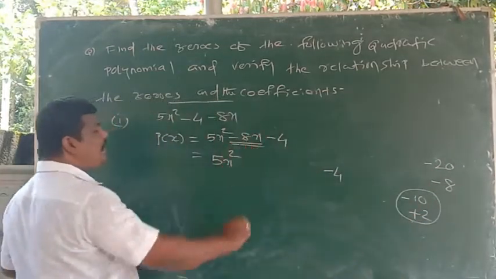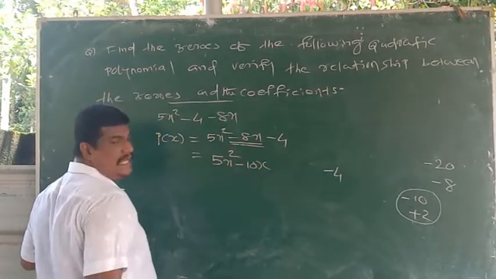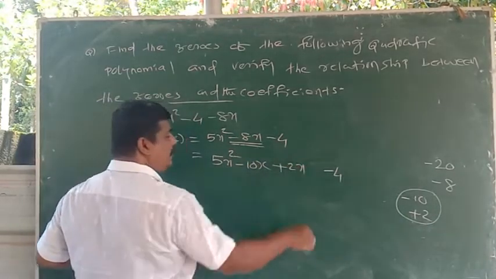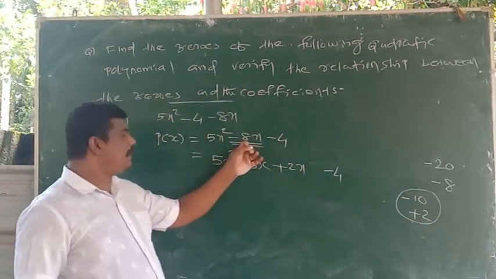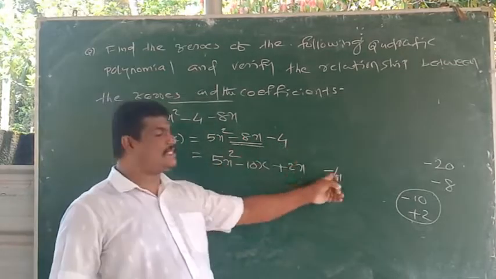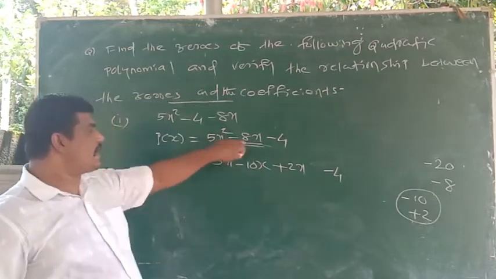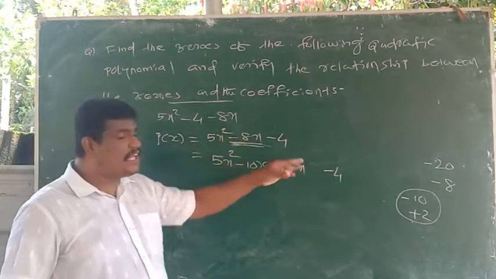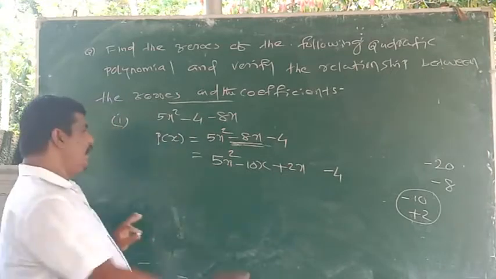So split the middle term: minus 10x plus 2x. The numbers are minus 10 and 2. So convert the middle term into minus 10x plus 2x. First term and last term are the same. Split only the middle term. Minus 8x is converted as minus 10x plus 2x. What is minus 10x plus 2x? Minus 8x. Okay. Next step.